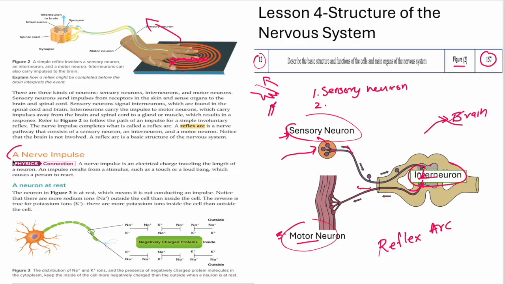And what is a nerve impulse? The information passing through the nerve is called the nerve impulse. And this happens because of the sodium potassium channels inside your nerve or neuron.